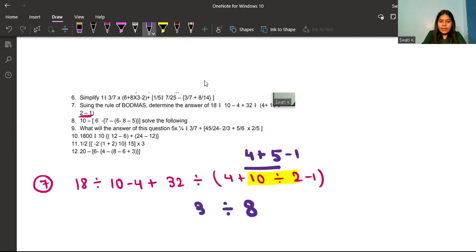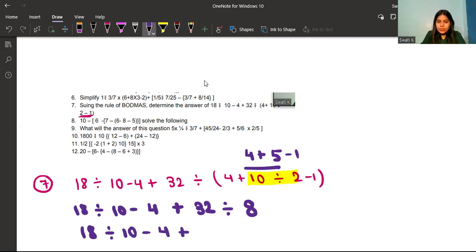Rest I'm writing as it is. I'll not be skipping a lot of steps. I hope every question is making sense to you. Like all the questions are making sense. So 18 divided by 10. Okay, now you can see here we are having 2 division questions, right?